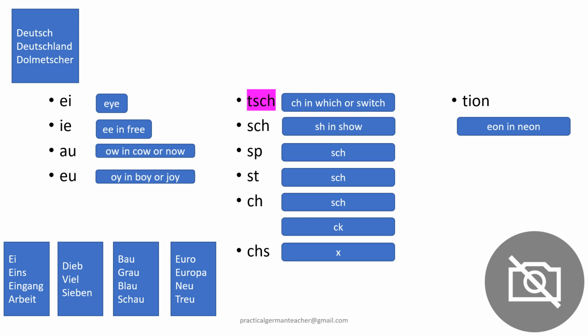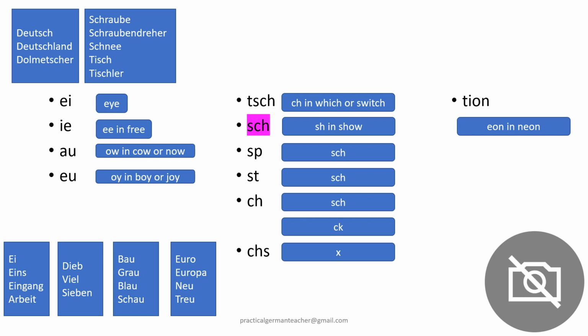So TSCH. Then you have just SCH. To pronounce this, say it as sh, or the sh of show. Examples are Schraube, Schraubendreher, Schnee, Tisch, Tischler. I hope you know what they mean.